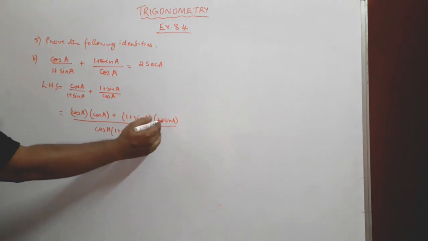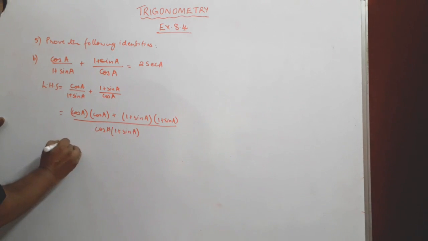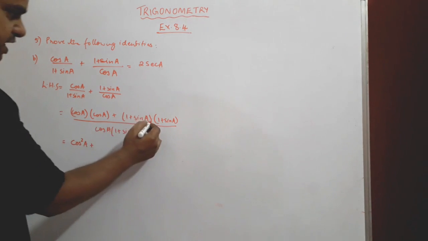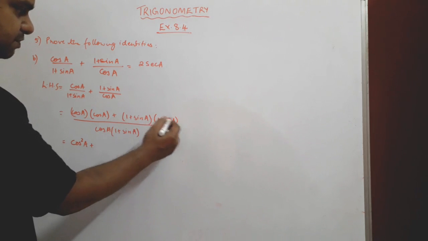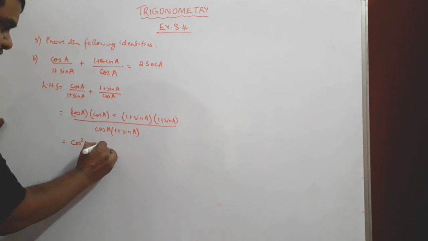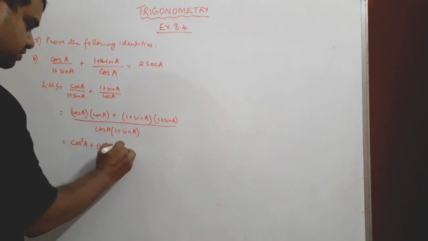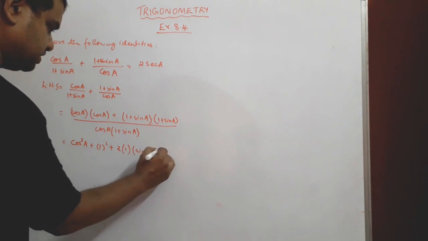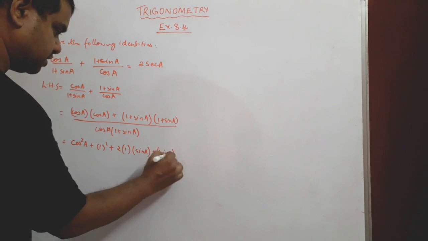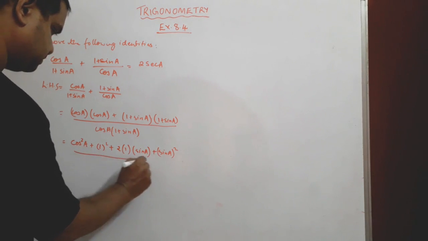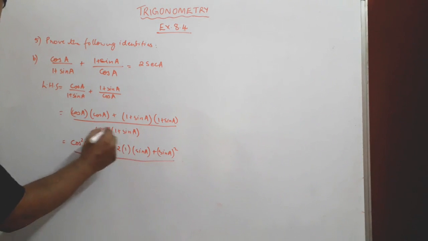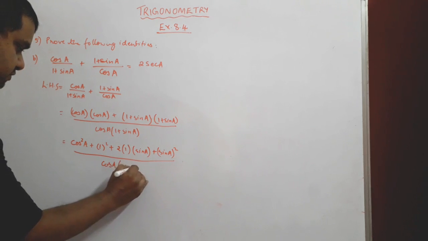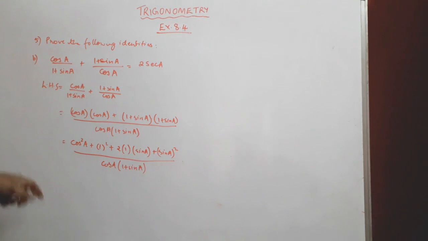If we open the bracket in the numerator, we will get something like this. Cos A into cos A gives us cos square A plus (1 plus sin A) into (1 plus sin A). This is nothing but (a plus b) the whole square. So we can write this as a square plus 2ab plus b square, whole thing upon cos A into (1 plus sin A). We will not multiply cos A into (1 plus sin A), we'll just leave it like that. We may be able to cancel it later.